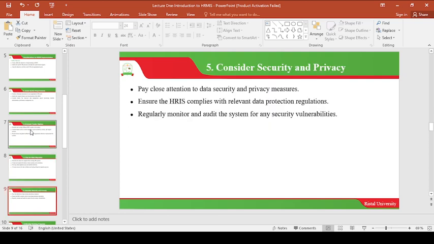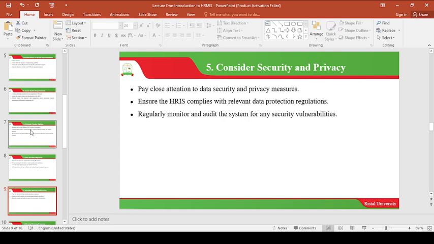The next consideration now is to consider security and privacy. You need to pay close attention to data security and privacy measures. This is to make sure that employees' sensitive information is concealed. Otherwise, if you reveal employee sensitive information, that's unethical because the employee is going to be stigmatized. And what happens when he or she is stigmatized is that the performance, of course, is affected. So you need to be very careful when you are transferring data in terms of privacy. It should not be revealed at any cost.